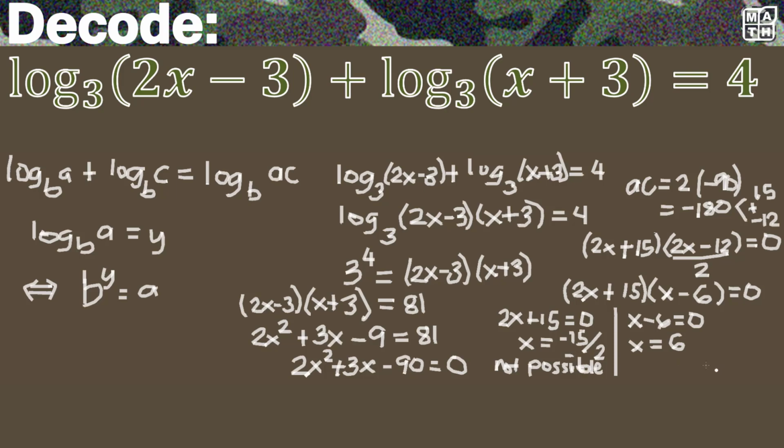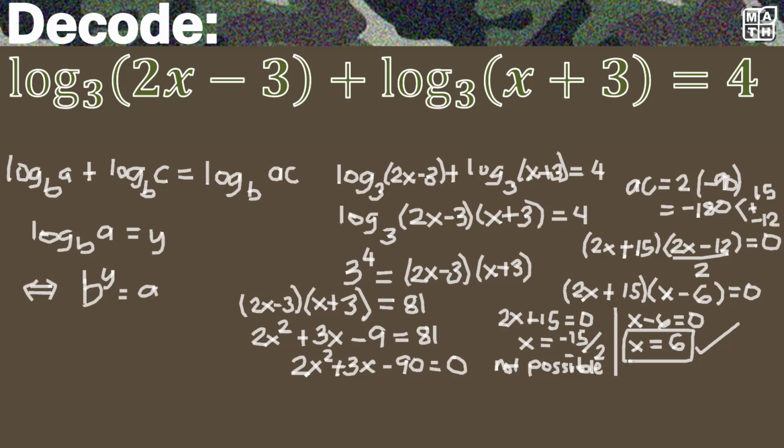But when we examine 6, you have 2 times 6 is 12, minus 3 is positive 9 on one side, and the other side is positive 15. This is possible now, and this would mean the exact value of x that will satisfy the given equation is only 6.